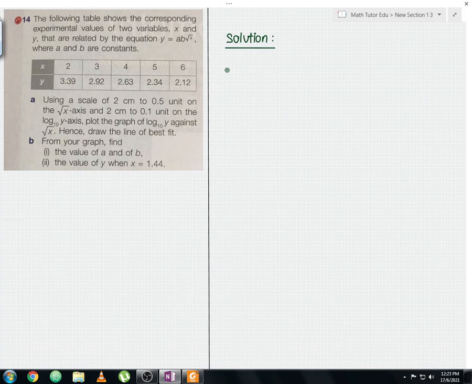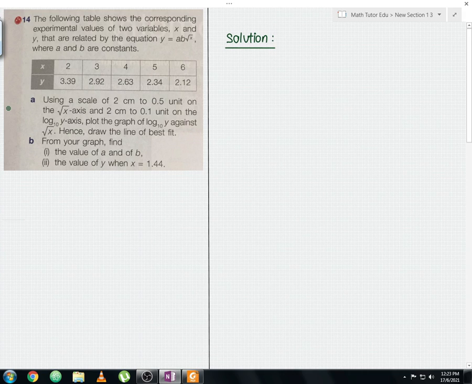Okay, let me read the question now. The following table shows the corresponding experimental values of two variables x and y that are related by the equation y equals ab to the power of square root x, where a and b are constants. So as you can see here, this is the data of x and the second row consists of the data of y respectively. Continue to read the question.